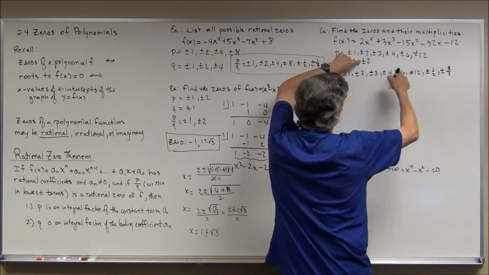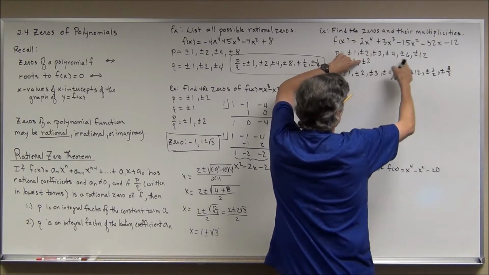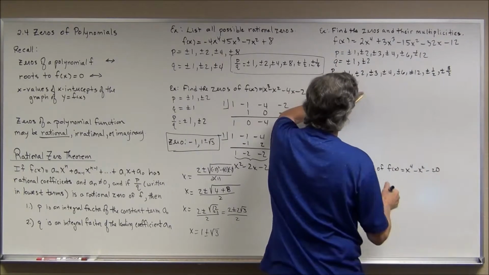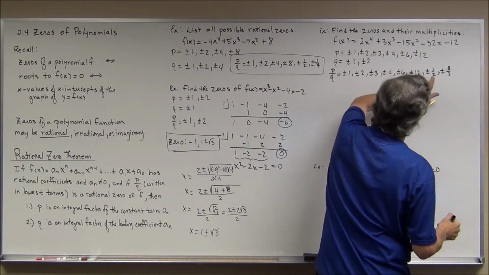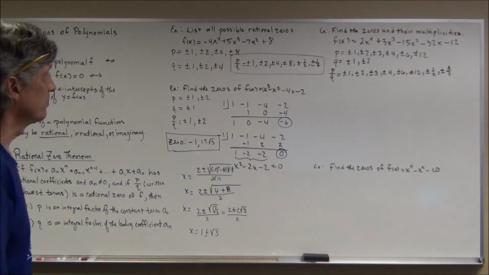All right, that's not there. Plus or minus 4 over plus or minus 2, 4 over 2 is 2, I have that. 6 over 2 is 3, I have that. 12 over 2 is 6, I have that. 2, 4, 6, 8, 10, 12, 14, 16 possible zeros.